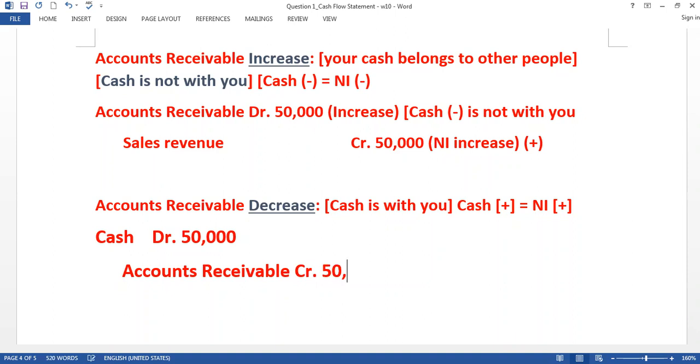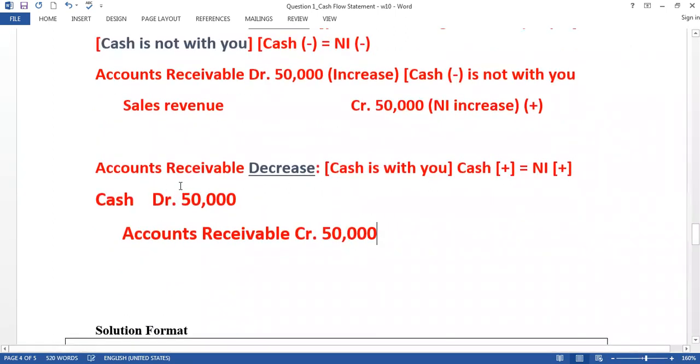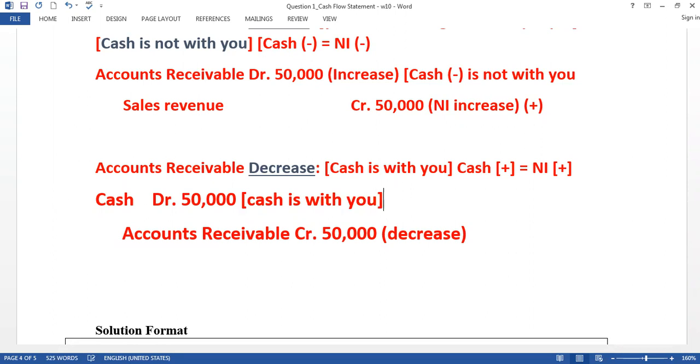So now accounts receivable credit, what is the meaning? The meaning is accounts receivable decrease, right? Accounts receivable increase is debit, accounts receivable decrease is credit. So what is the meaning of accounts receivable decrease? It means that cash is with you, right? It means that cash is plus.